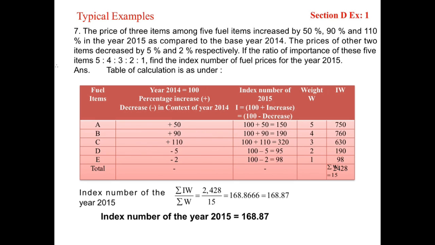And for the rest, 2 items D and E, the prices of these 2 items are decreased by 5% and 2%. So for D it is 100 minus 5, which is 95, and for E 100 minus 2 is equal to 98. So I for A is 150, for B 190, for C 220, for D 95 and E 98. Now the importance of these 5 items, that is the weight. The weights of these items are 5, 4, 3, 2, 1. So simply put these figures in the weight column: 5, 4, 3, 2, 1.